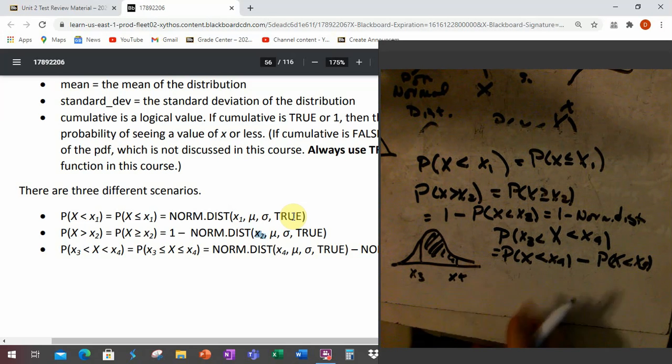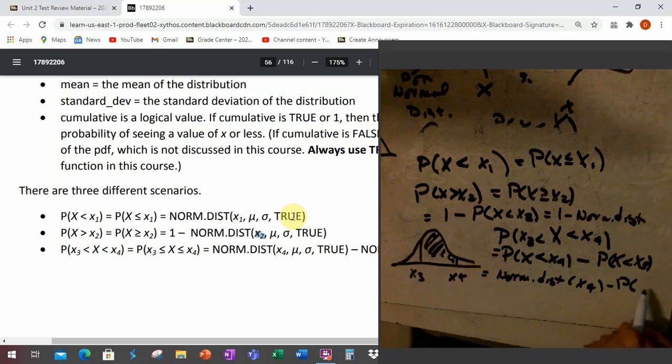So for the norm.dist, we're going to do the norm.dist. X4, I got to pass it the mean, the standard deviation, true, minus the probability, minus the norm.dist. And this is the X3. Mean, standard deviation, true. Just saves me some writing. But you've got to give it that to get any answers.